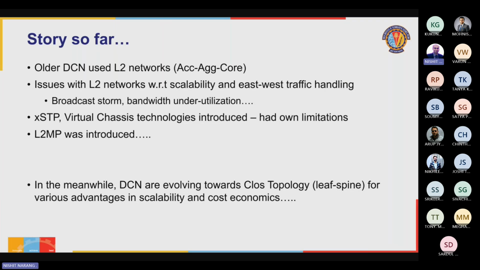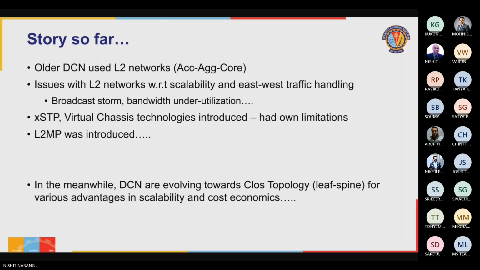The network evolved. In the evolution path, we talked about the spanning tree protocol as the first method to prevent the broadcast storm, but then it had its own limitations with respect to weird configurations that used to emerge in the network topology. We talked about the virtual chassis technology that came in to solve the problems of STP, but that had its own limitations with respect to the control plane getting aggregated into a single control plane, which causes certain other disadvantages and overheads.